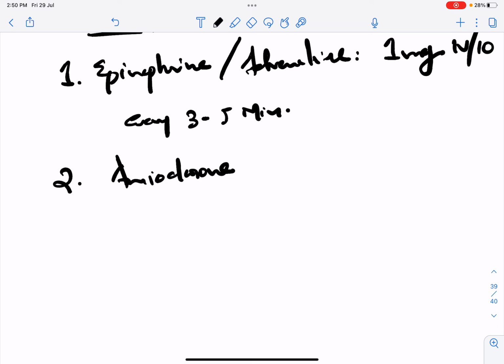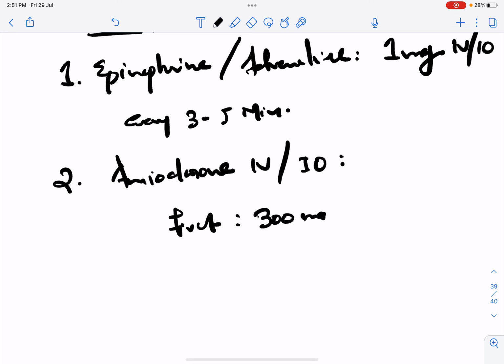The second drug, after the third shock, is amiodarone. It is given IV or IO. When we give amiodarone the first time, after the third shock, the first dose is 300 mg, and the second or further dose is 150 mg.